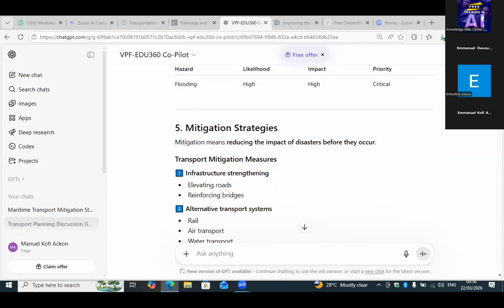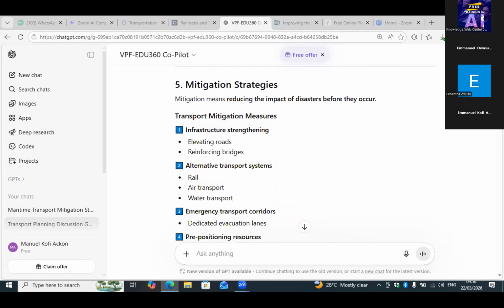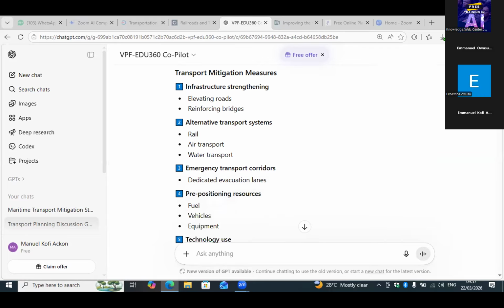Now we go to the mitigation strategies. Mitigation simply means reducing the impact of disasters before they occur. Within the mitigation strategies, these points must be first considered. 1 is the transportation mitigation, and under that, we have infrastructure strengthening: elevating roads, reinforcing bridges. 2, under the mitigation strategies, we have alternative transport systems. Under the alternative transport systems, you should first of all consider rail, air transport, and water transport.